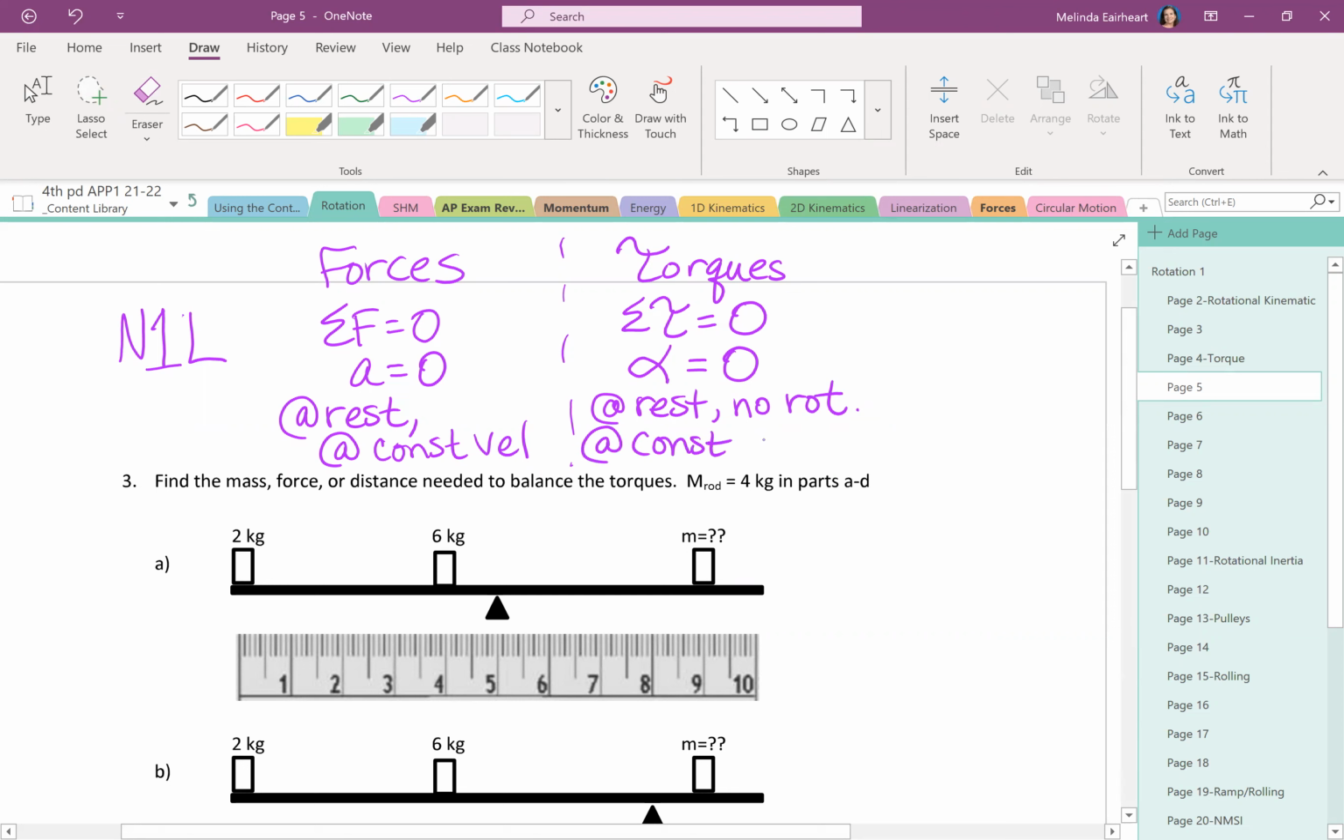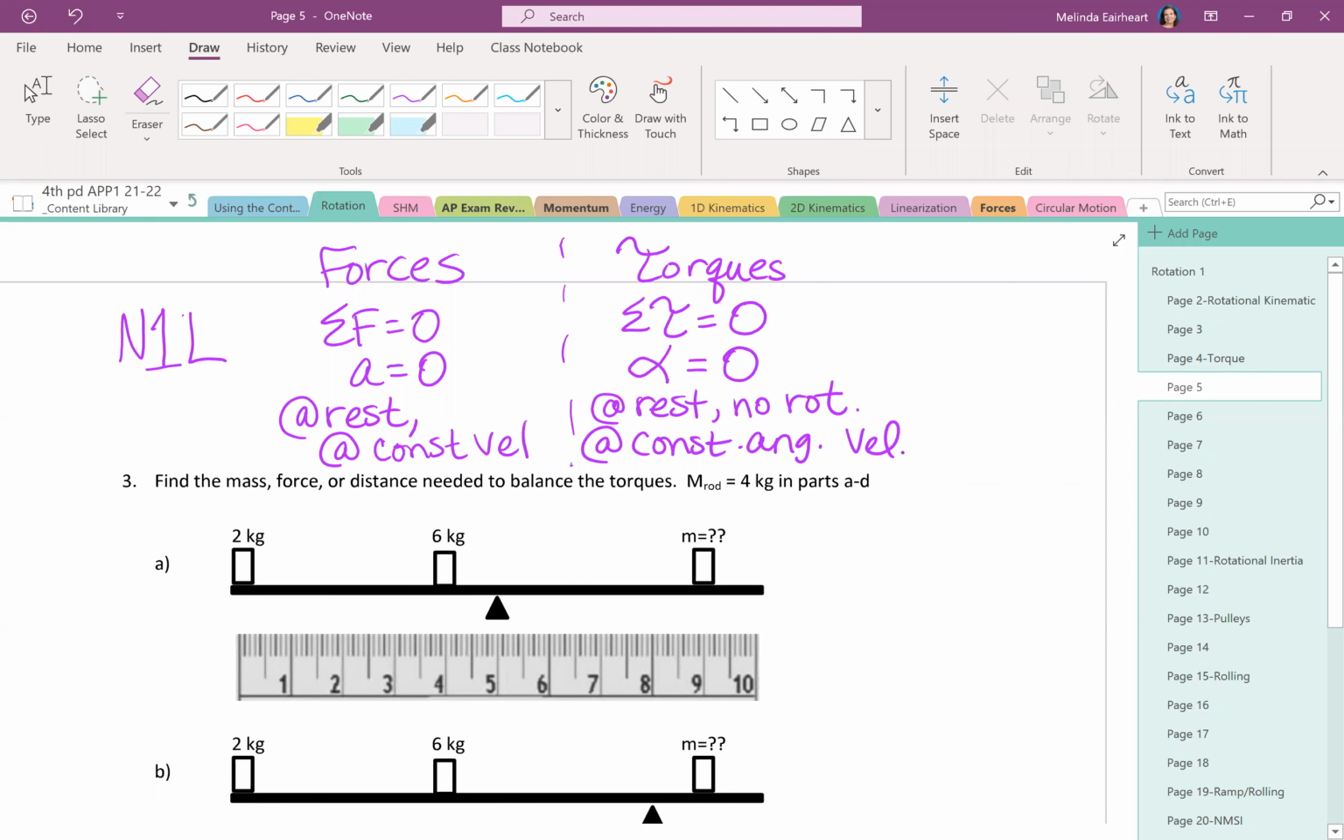At constant angular velocity, something can rotate and still be considered in equilibrium. Again, the comparison: Newton's first law for old school linear forces, and also now with torques. And so we're going to do balance of torques with A. We're going to do A first.